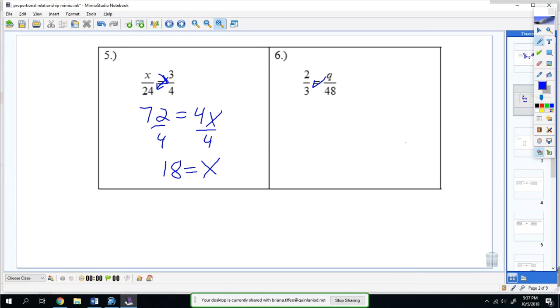So you're going to do q times 3, which is 3q. And then 2 times 48, which is 96. So now I'm going to divide 3 to both sides. So 96 divided by 3 is 32. That's how you cross multiply. All right, now you try one.